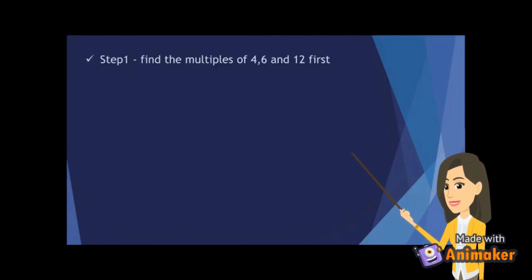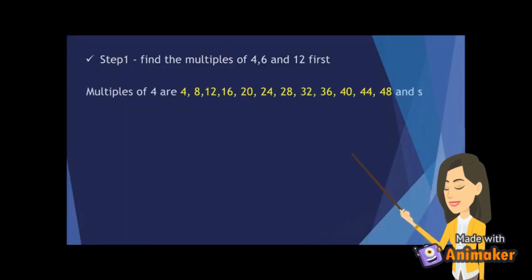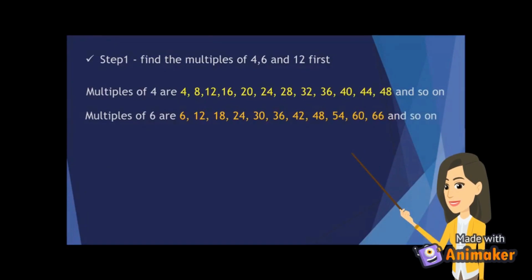Let's get started. Step 1: Finding the multiples of 4, 6 and 12 would be like this. Multiples of 4, and we write it down: 4, 8, 12, 16, 20, 24, 48, and so on. Multiples of 6 would be like this. And then come multiples of 12: 12, 24, 36, 48, 60, 72 and so on.